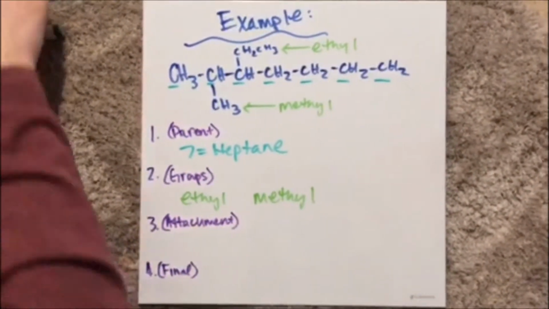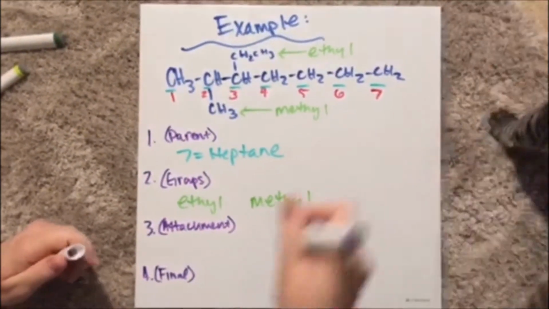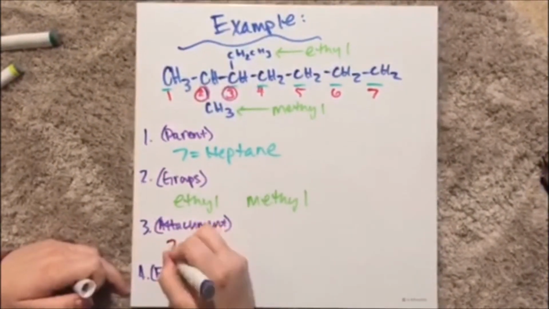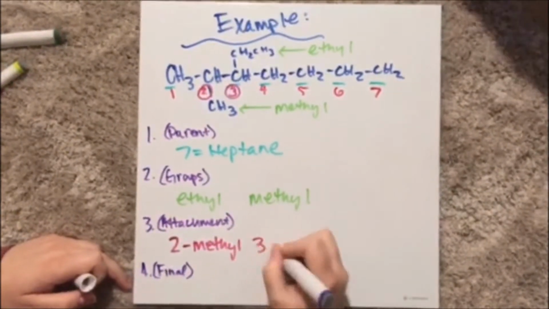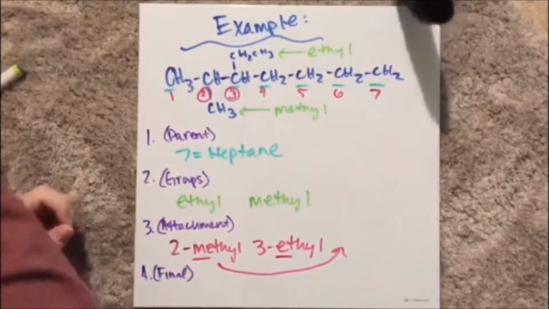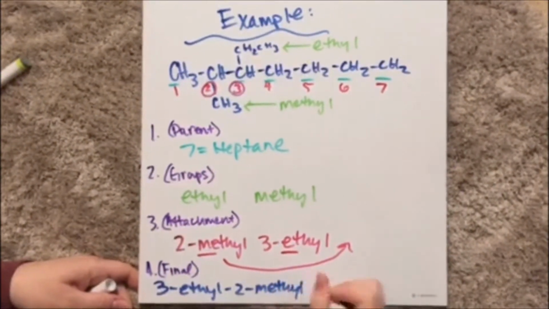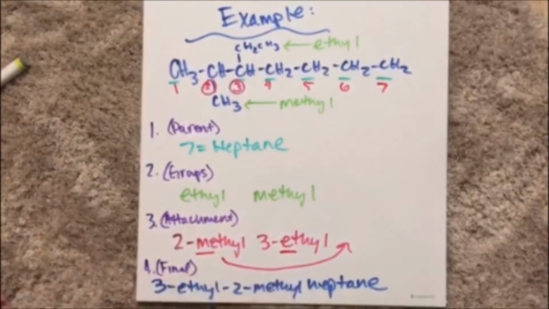Next, we're going to determine the point of attachment of the substituent groups. We're going to start numbering from the left since the substituent is closest to the left carbon. The methyl is attached on carbon 2 and the ethyl is attached on carbon number 3. Next, we'll construct the final name. We're going to do the substituents in alphabetical order, which places the ethyl first, so it will be 3-ethyl-2-methylheptane.